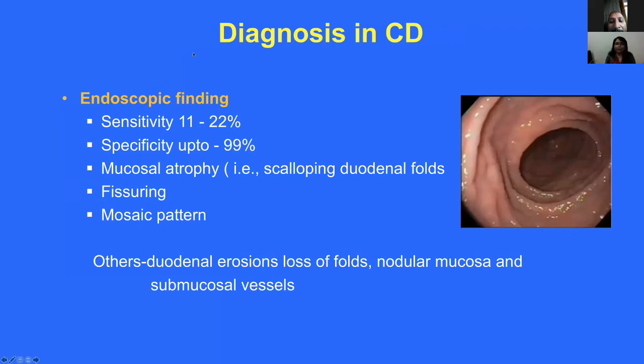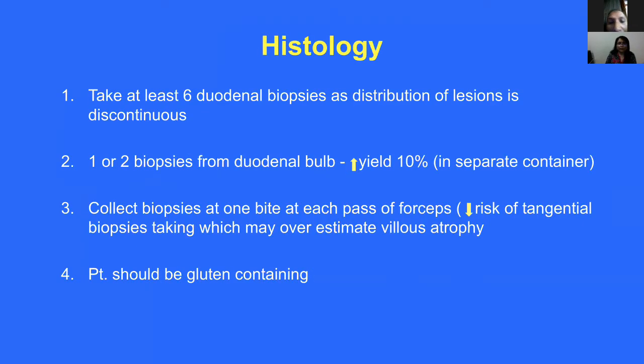What do we see in patients with celiac disease on endoscopy? The endoscopic findings are not so sensitive, but specificity is there to the tune of 99%. Patients can have mucosal atrophy, fissuring, and mosaic pattern, which can be seen in this diagram. But other features are also there: loss of duodenal folds, nodular mucosa, submucosal folds. But these are only the visual impressions. We must take biopsies to diagnose patients with celiac disease.